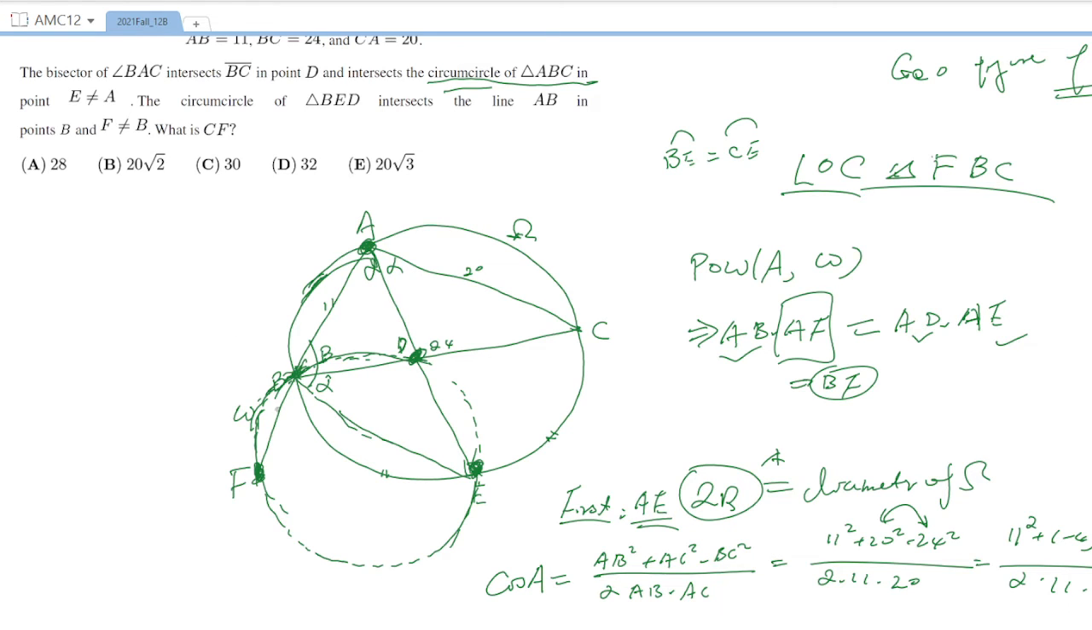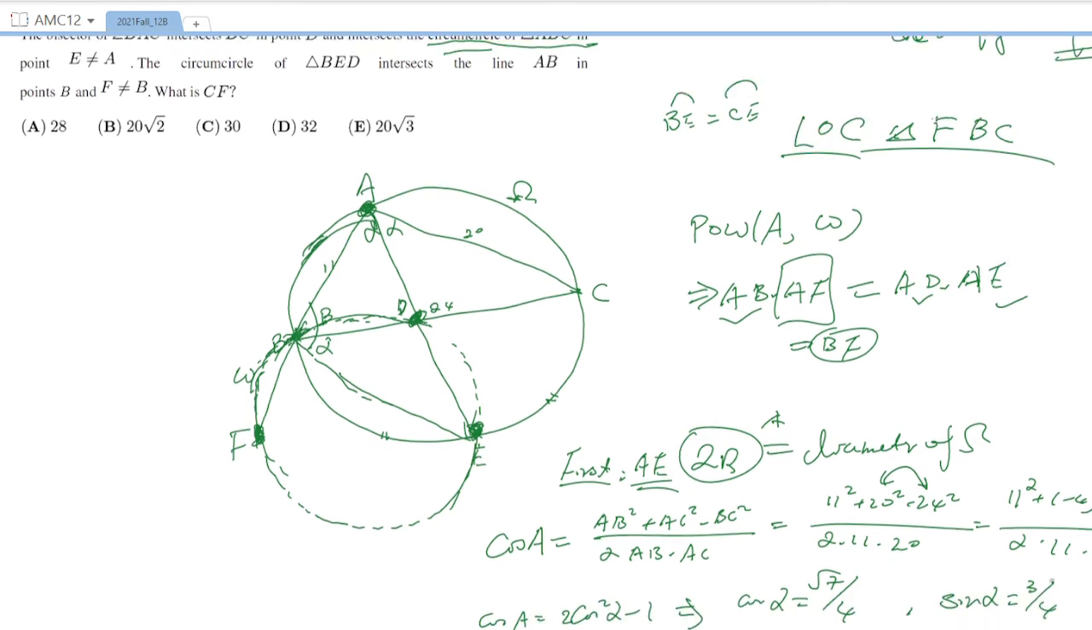Okay. Then let's do the alpha. A is 2 alpha, right? So cosine A is 2 cosine square alpha minus 1. And this can tell us cosine alpha is equal to root 7 over 4. And we can get sine alpha is 3 over 4, right?